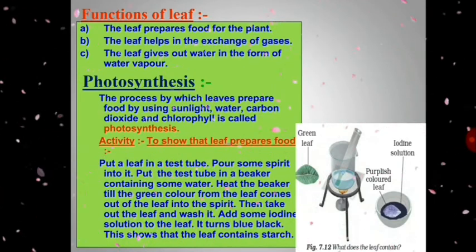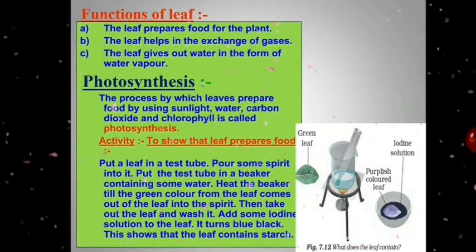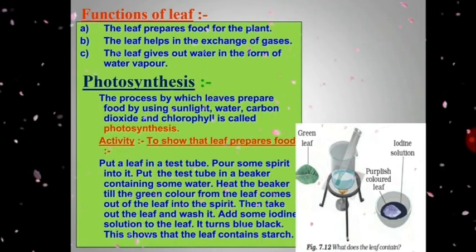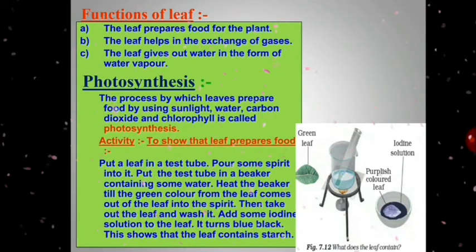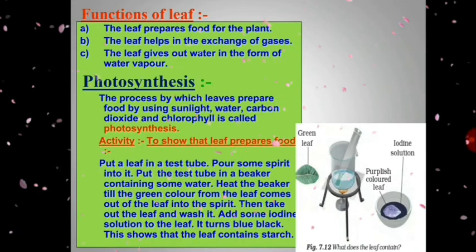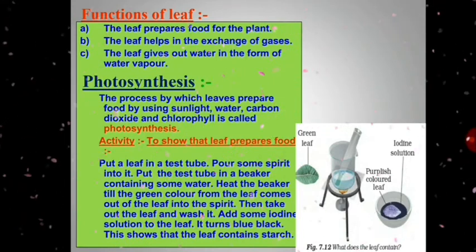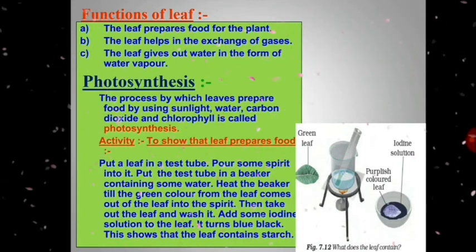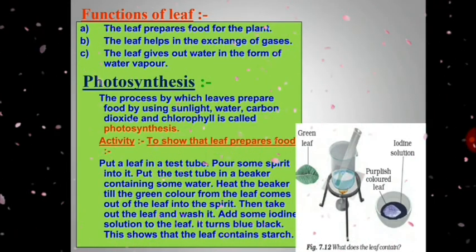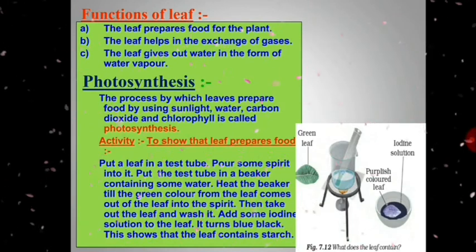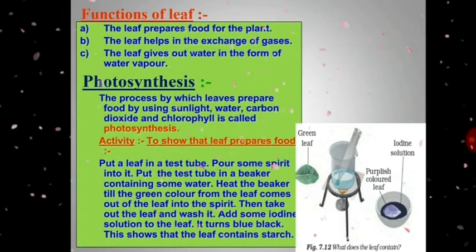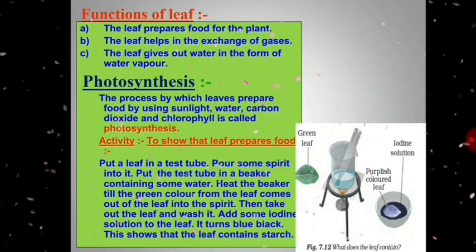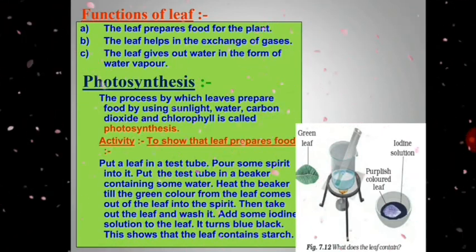And after some time, what we will do, take out the leaf and wash it. Add some iodine solution to the leaf. And what will you observe? You will observe that it turns blue-black. This shows that in leaves there is starch.